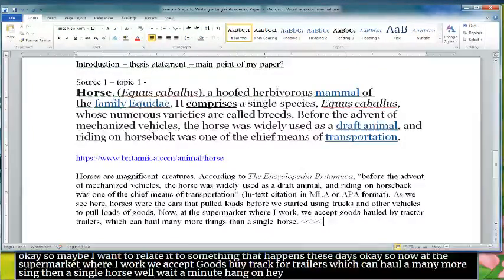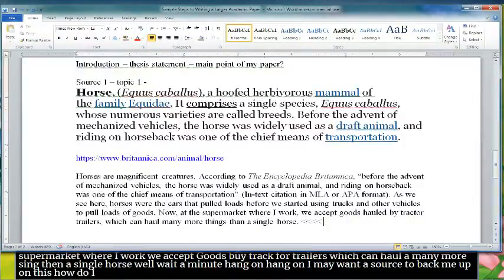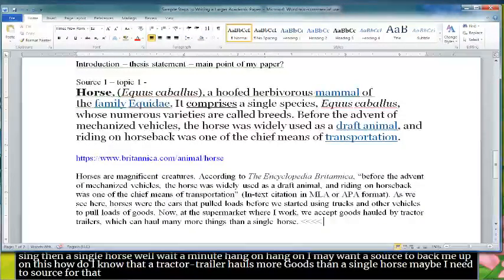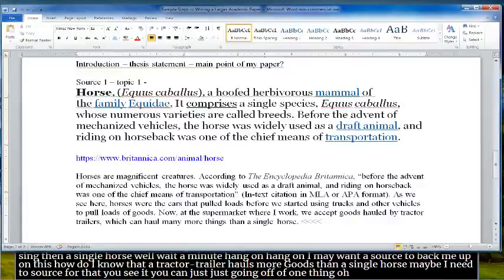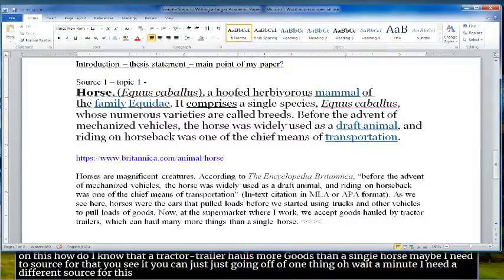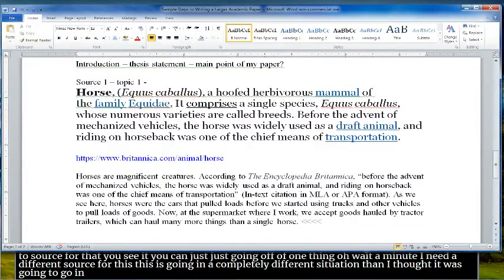I may want a source to back me up on this. How do I know that a tractor trailer hauls more goods than a single horse? Maybe I need a source for that. Do you see? You can just go off of one thing. Oh, wait a minute, I need a different source for this. This is going in a completely different direction than I thought it was going to go. So I need a different source now. Well, wait a minute, this is a different topic.